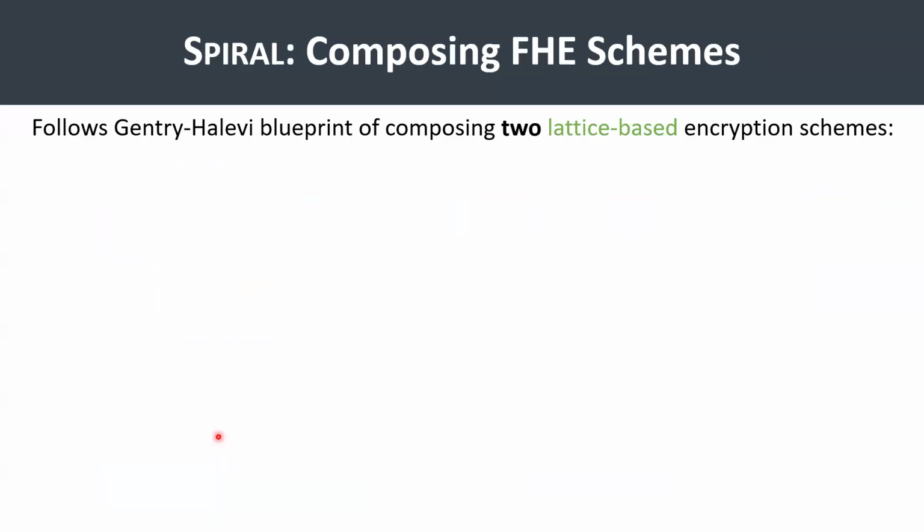So the technique that we use in Spiral and many subsequent works in this family does use fully homomorphic encryption, but it does so in a very particular way that gets us better concrete efficiency. And the key idea here is we're actually going to compose two different fully homomorphic encryption schemes. So it's going to follow a paradigm first introduced by Gentry and Halevi of building what's called compressible or high-rate fully homomorphic encryption.